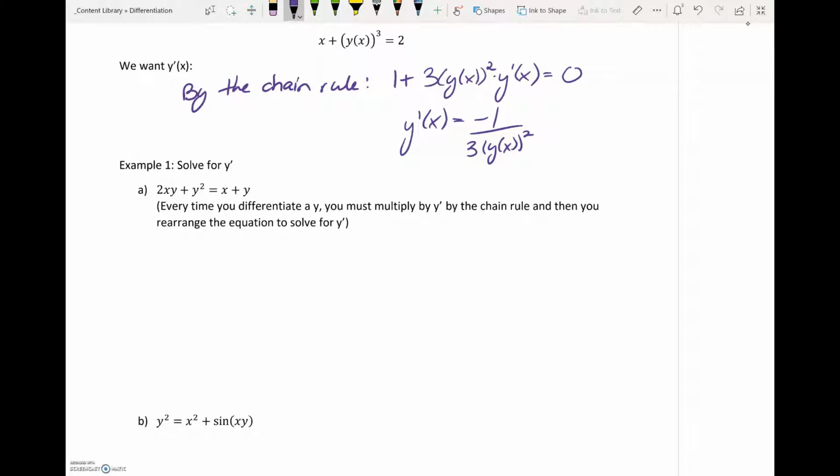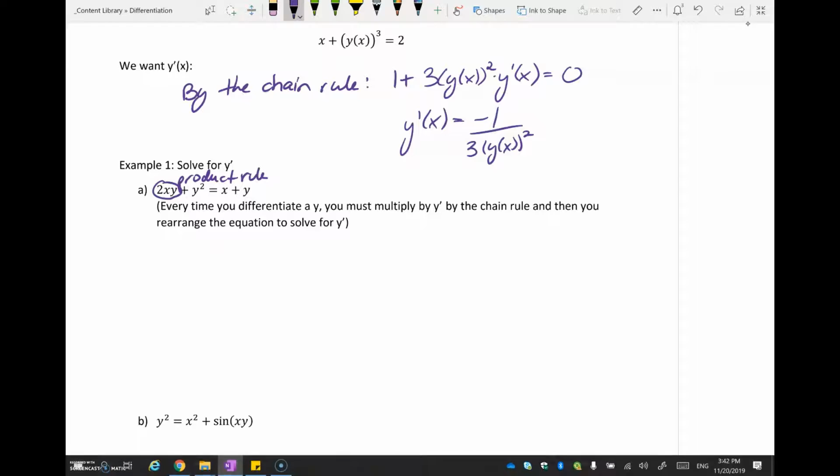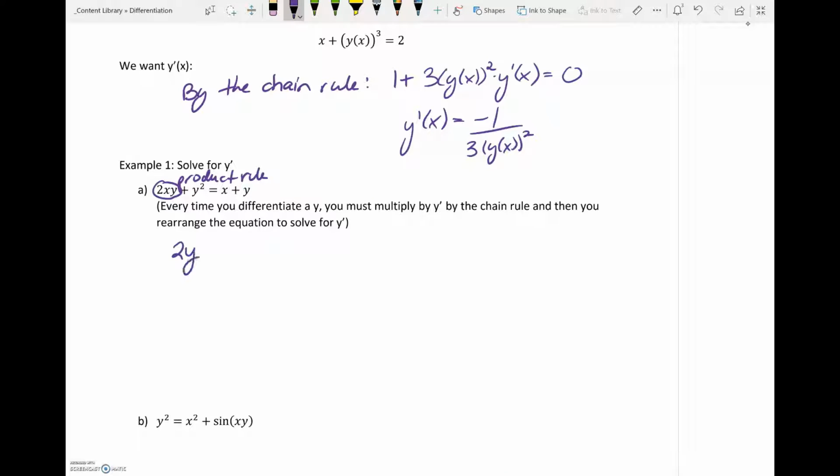Our first term here, we need to do the product rule because we're multiplying two functions together, 2x and y. Okay, so then when we differentiate 2xy, we're going to differentiate 2x first, which is just 2, then leave y alone. Plus, leave 2x alone, and then we'll take the derivative of y, which is just y prime.